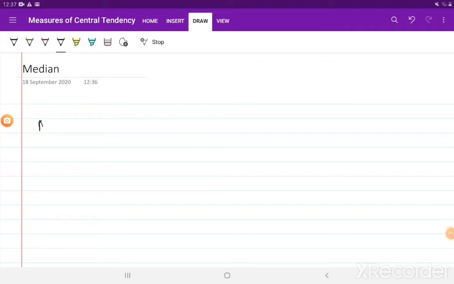Now let's have a look at another measure of central tendency, which is called the median. The median, unlike the arithmetic mean, does not really depend on the value of all the items in the set. In fact, the median is a sort of positional average or mean.